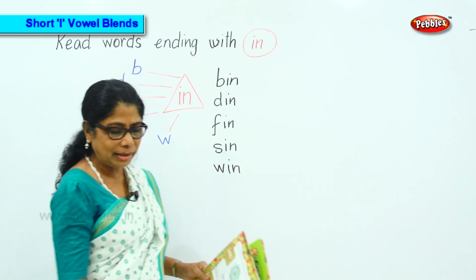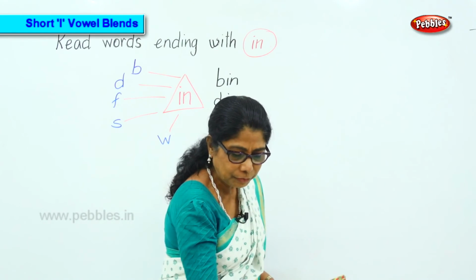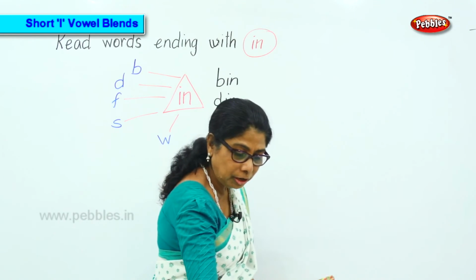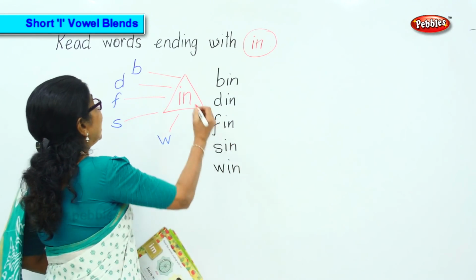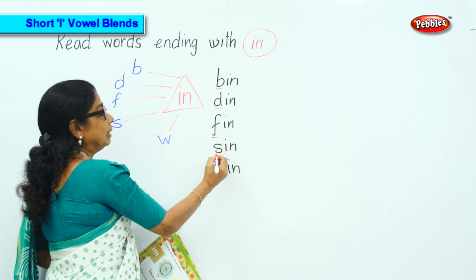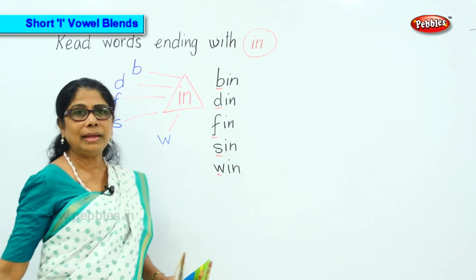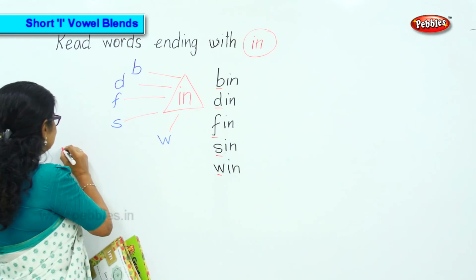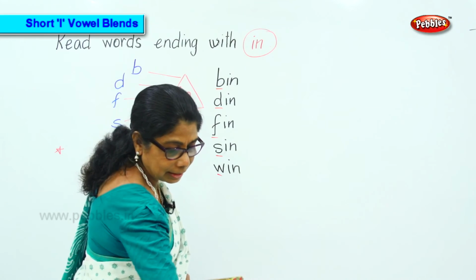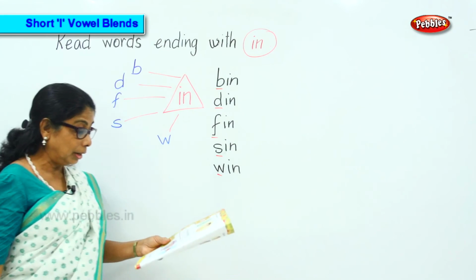We must win. When we study, we must get full marks. We must win every game. Learning is also a game. So we have bin, din, fin, sin, win. Making sentences is difficult for you, but we have to make sensible sentences to learn better.